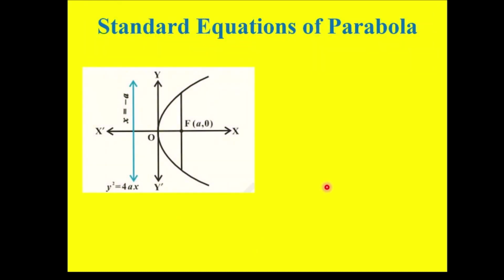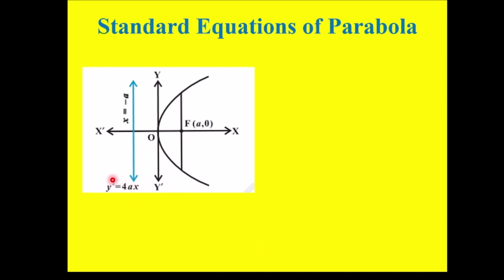What is the standard equation of a parabola? Suppose we place the origin at the vertex. This F is the focus, which is at a distance of a from the origin on the x-axis. So the directrix will also be at a distance of a. The equation of the directrix will be x equal to minus a, and the focus will be (a, 0). So for this kind of parabola whose vertex is at the origin and focus is at (a, 0), the equation is y square equal to 4ax.